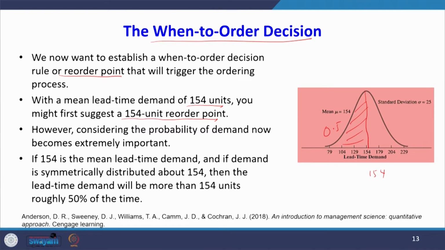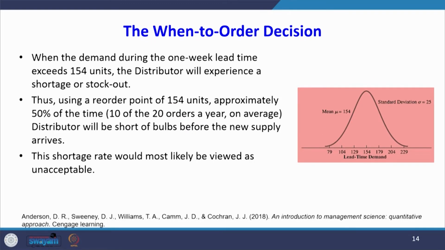So, that means for weekly demand, 50% of the time the demand will be less than the mean. So, the remaining 50% of the time the demand can be more than 154. So, if you order at 154 units, 50% of the time the demand may exceed it. So, what will happen? You will end up with a stock out. So, when the demand during the 1 week lead time exceeds 154 units, the distributor will experience a shortage or stock out.